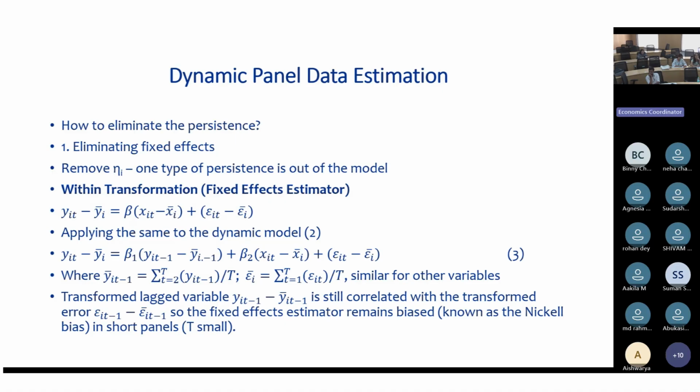So what I'm saying is that even after this transformation, you observe that there is a correlation between your y, this factor, and this factor, because epsilon i bar includes epsilon it minus 1. So the correlation problem that we were discussing doesn't go away. So the within transformation is not helping us to overcome this problem.